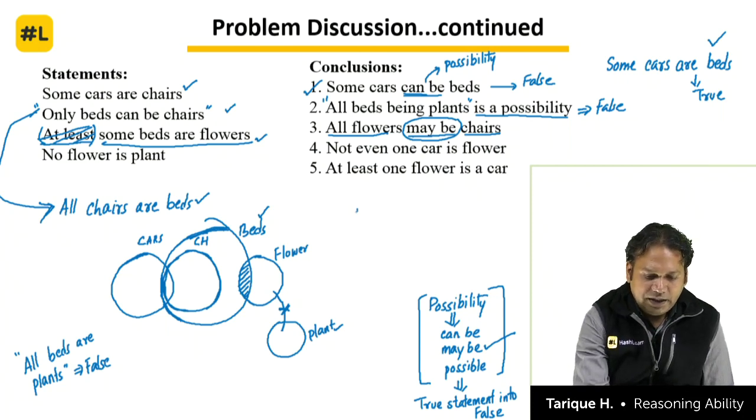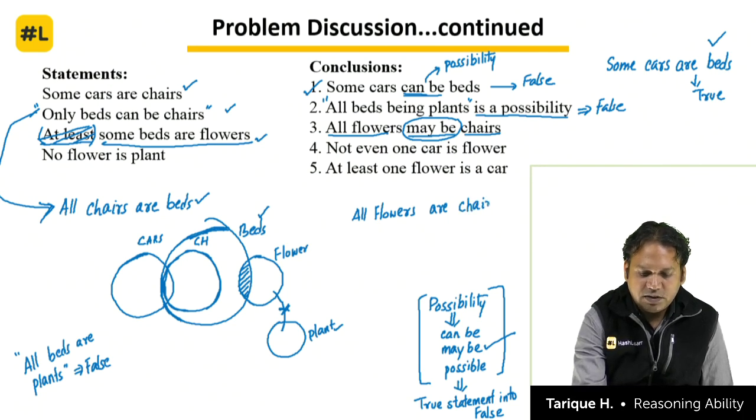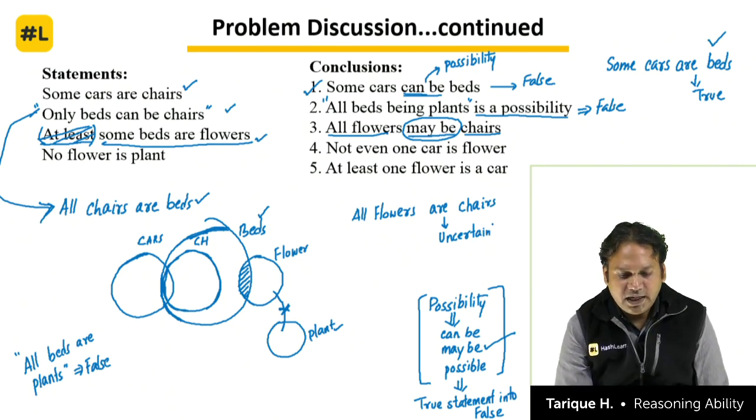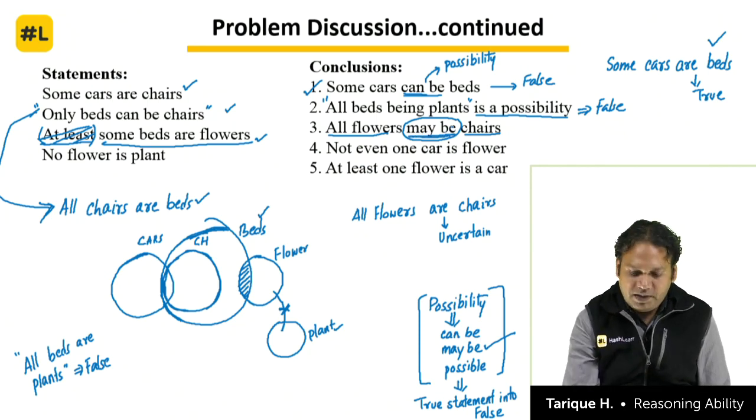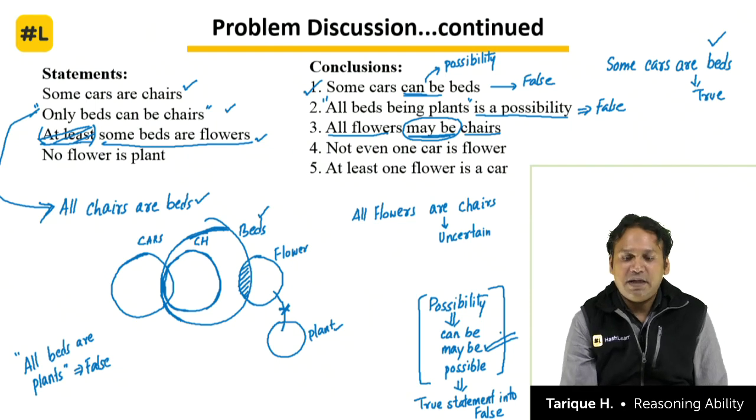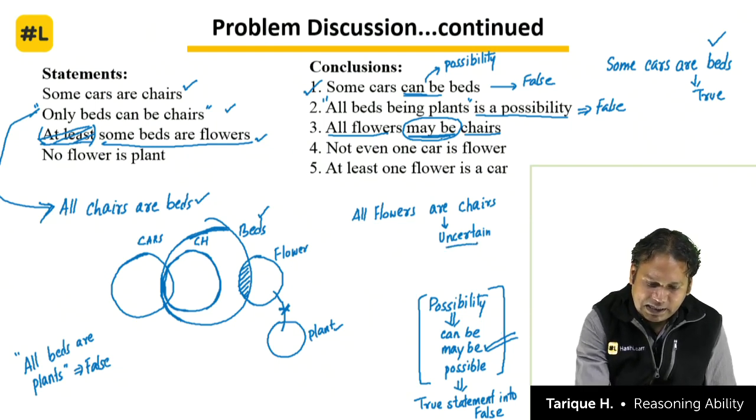That means I can say that all flowers are chairs. Forget about maybe now, let's worry about this. All flowers are chairs is uncertain. And what does maybe mean? Maybe also means uncertain. Maybe means possibility, and possibility means uncertain. We know that it is uncertain. This statement is also saying this is uncertain. That means this is true.